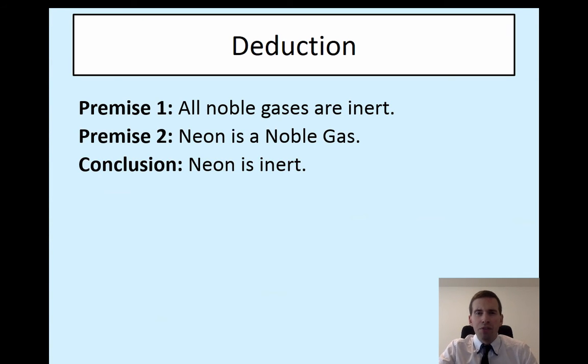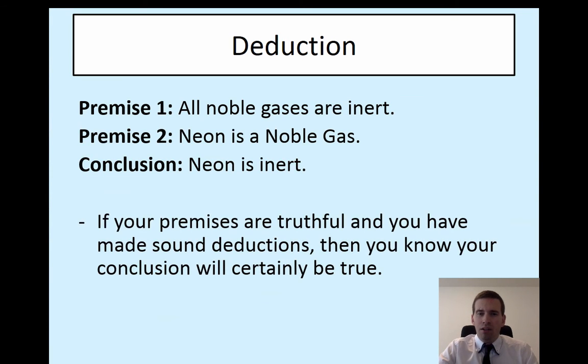Okay, you haven't examined neon itself, but because you know it's a noble gas, and because you know all noble gases are inert, you can deduce that neon would also be inert. So deductive reasoning works well if the premises you have are true, and also that the deductions you make are sensible.